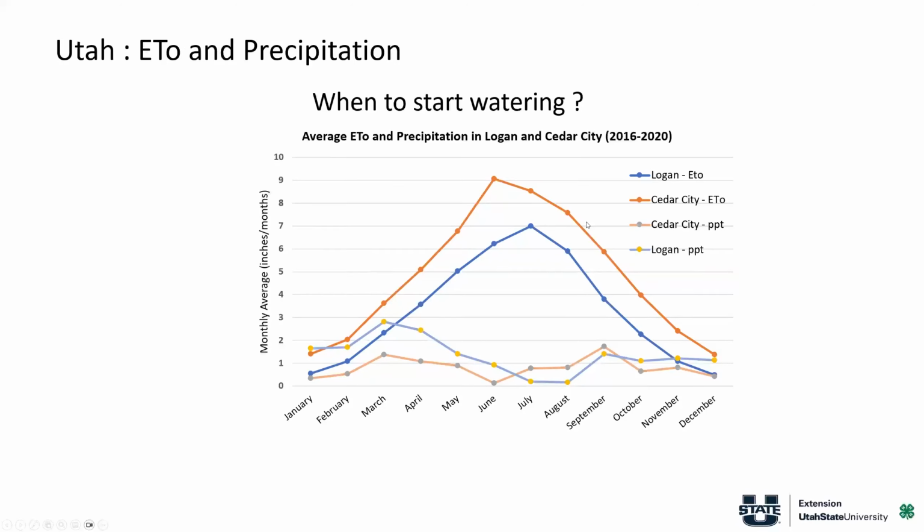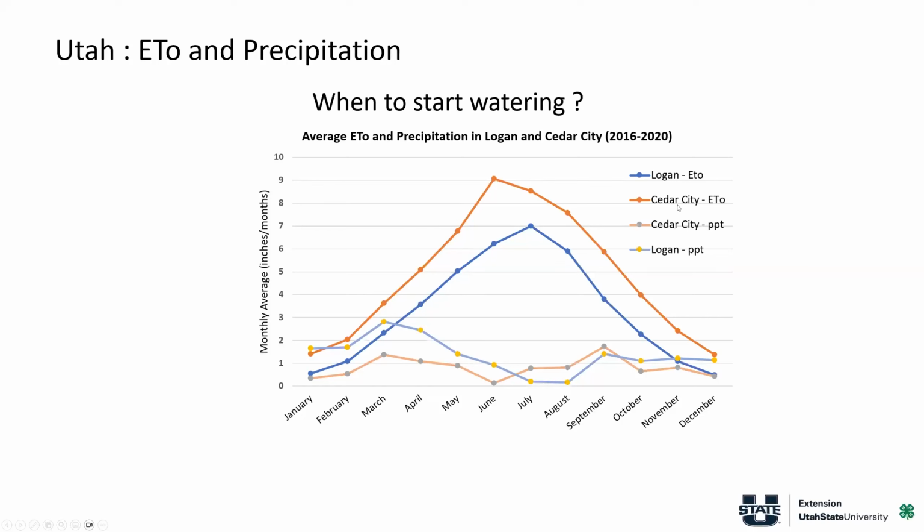Now, this is a graph for Logan and Cedar City, with this upward-facing graph being ETO and this down graph being precipitation or rainfall. Now, you can easily see in the graph, let's go for Logan. For Logan, there is more precipitation than there is reference evapotranspiration until mid-March. But still, until April or May, you should be pretty good because there is enough moisture in the soil. So you irrigate somewhere down the road here, mid-April maybe, or sometimes even maybe May.